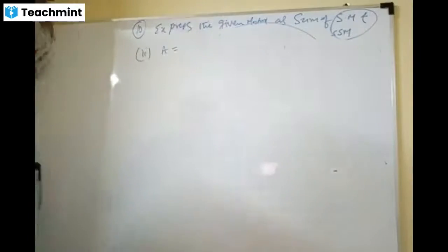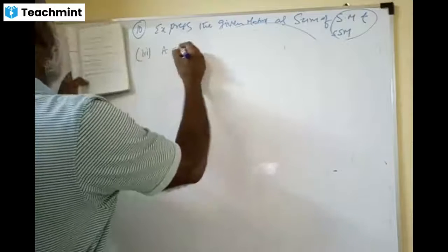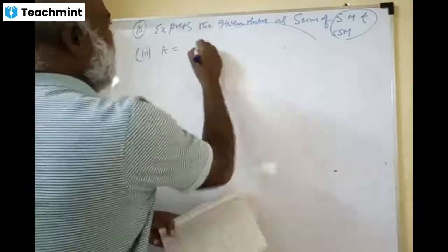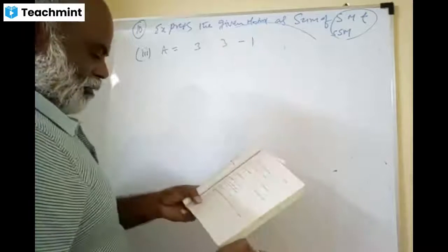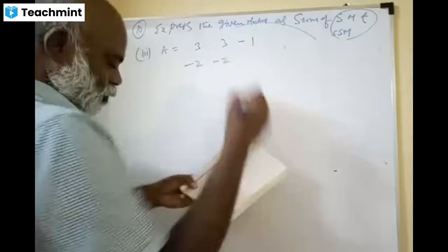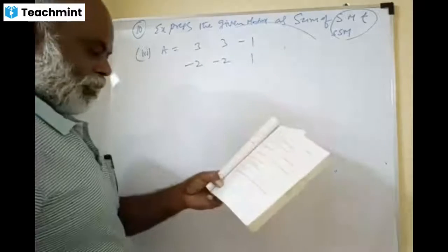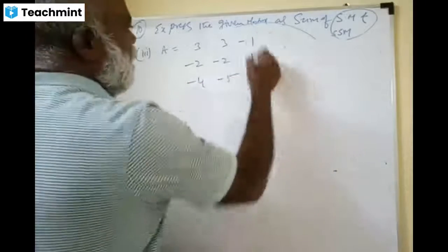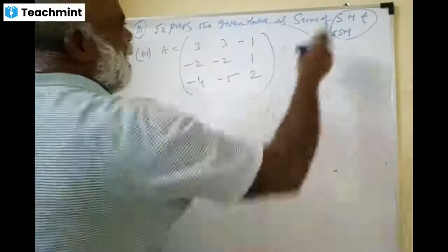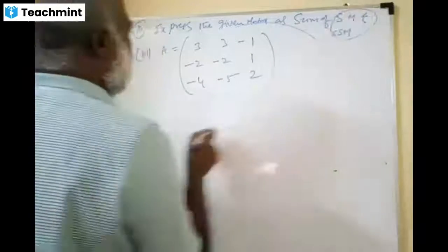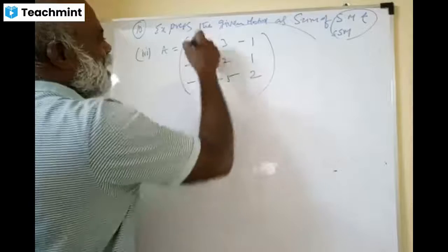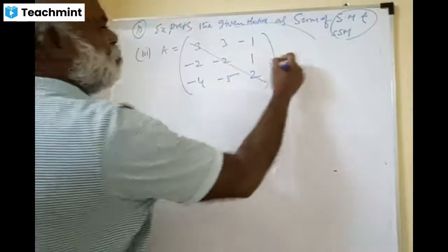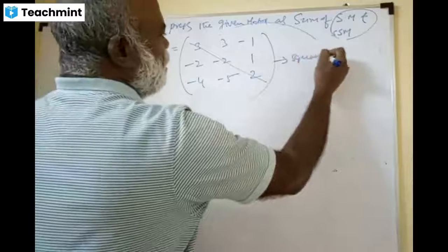The third question part, 7th to 10th. A is given as 3, 3, minus 1, minus 2, 1, minus 4, minus 5, 2, for 2 marks. Friends, here this is not a symmetric matrix. A is simply a square matrix.